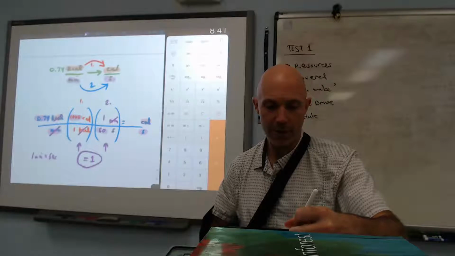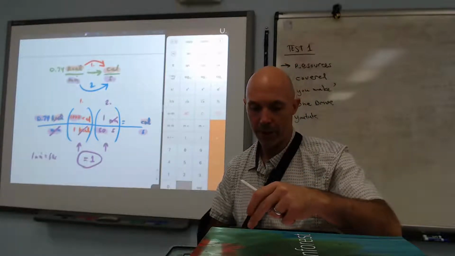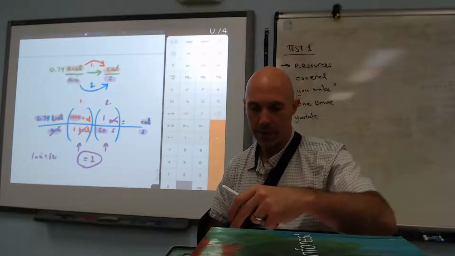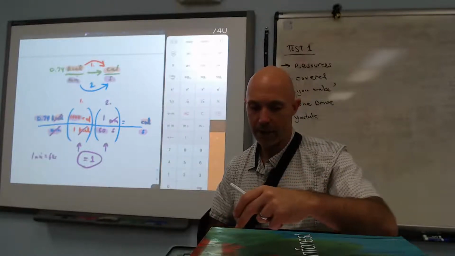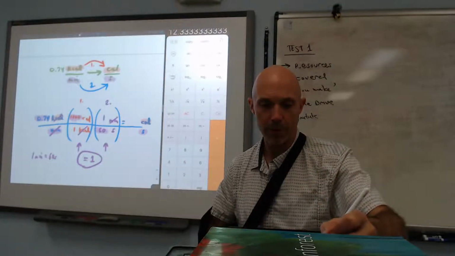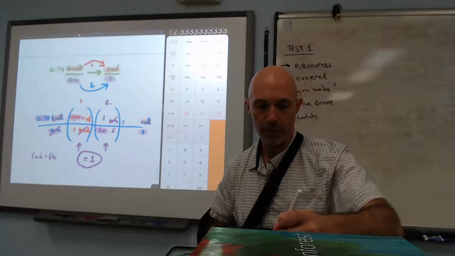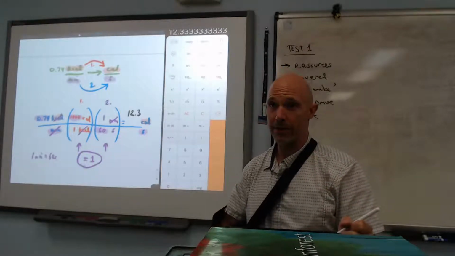Anyway, math-wise, what are we doing? 0.74 times 1,000 divided by 60. Let's see what we get. 0.74 times 1,000 divided by 60. Hey, that works. We get 12.3 kilocalories in a second.